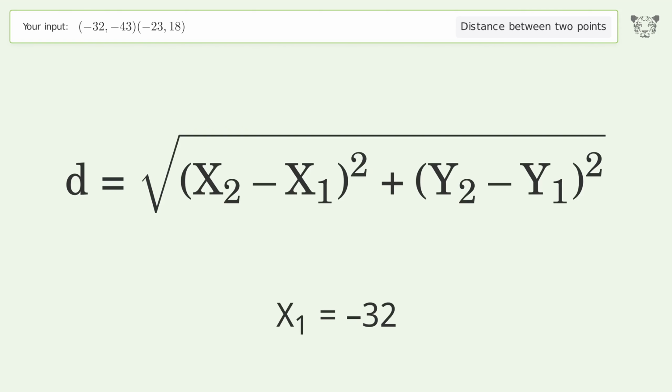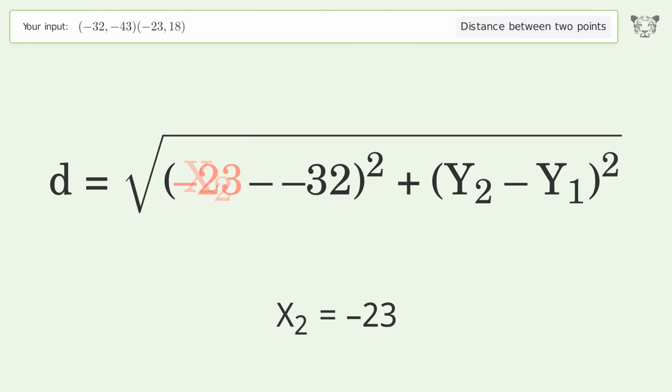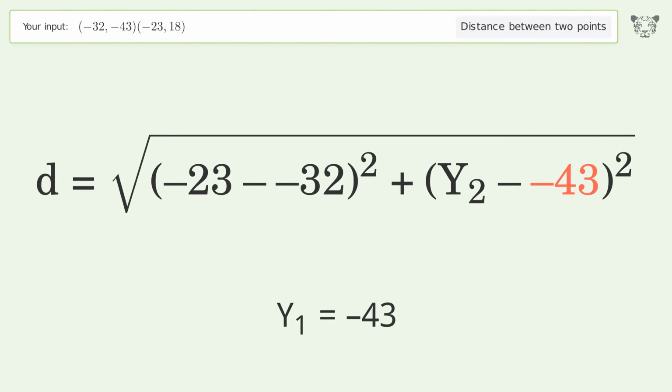x1 equals -32. x2 equals -23. y1 equals -43. y2 equals 18.